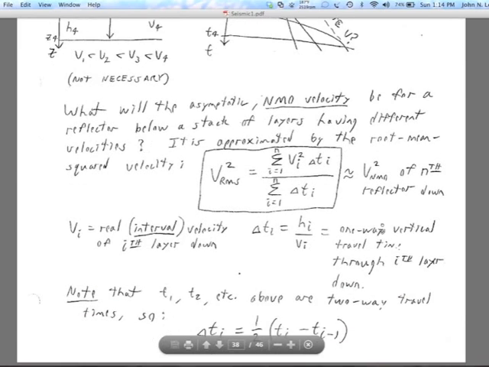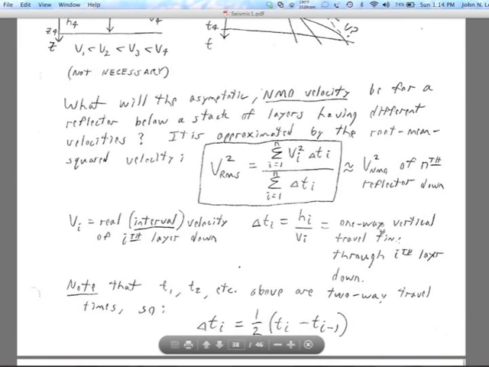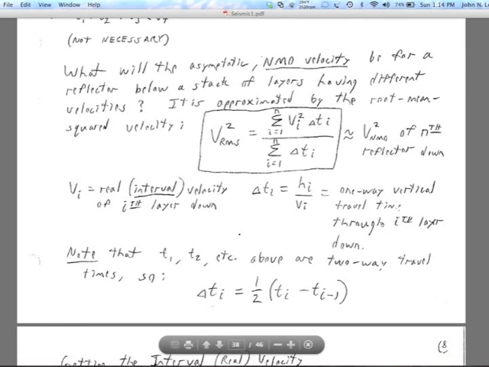Now in terms of analyzing this NMO velocity, we can approximate it pretty closely, for flat reflections, by what's called the root mean squared velocity. That is really the procedure that we use to average the velocities of the layers above the reflector. So it's worth remembering this formula for Vrms, the root mean squared velocity.